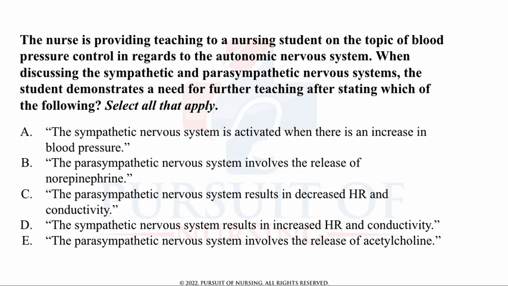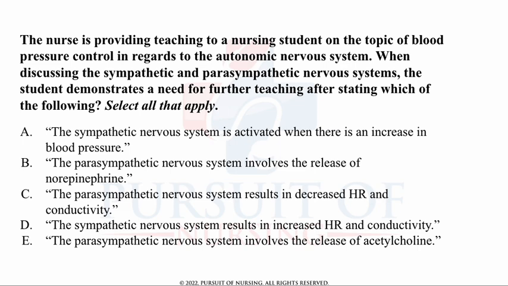All right, this is a multiple response or a select all that apply. This question is going to test your knowledge of physiological integrity. The nurse is providing teaching to a nursing student on the topic of blood pressure control in regards to the autonomic nervous system. When discussing the sympathetic and parasympathetic nervous systems, the student demonstrates a need for further teaching after stating which of the following. Select all that apply. So before we move on to the answer options, we know that we are looking for statements that demonstrate a need for further teaching. So we are looking for false or inaccurate statements.